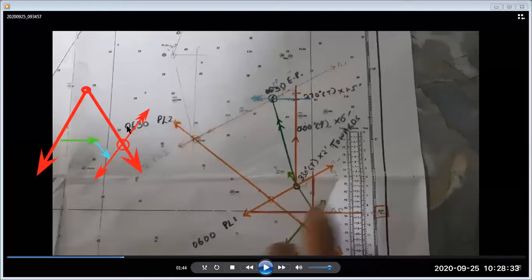So this is the method of running fix. For anybody who's getting confused, we have one lighthouse and we have two PLs. We assume any point on the first PL and we draw the course to steer and we draw the current, and wherever it cuts for the same time triangle, we transfer the first PL, and wherever the first and second PL cut, that is our fix. So this same method is used here for the 0630 fix.